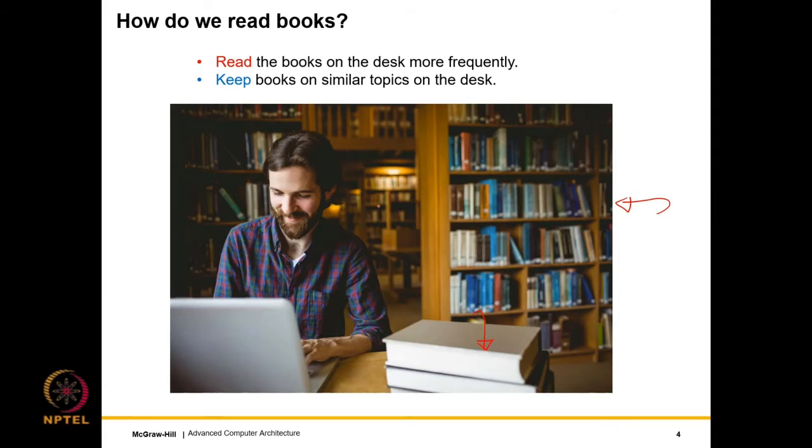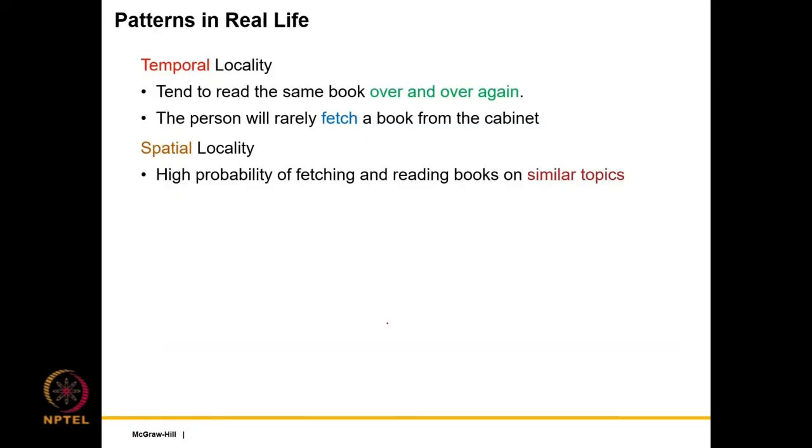Alright, so the first insight is that whatever you need frequently, you keep it close to you. Number two, you keep books on similar topics on the desk. For example, if he is searching for ideal vacation spots, then he would also have a little bit about adventure sports and so on. He would be reading other similar topics, and these items will be on his desk. So this kind of mimics patterns in real life.